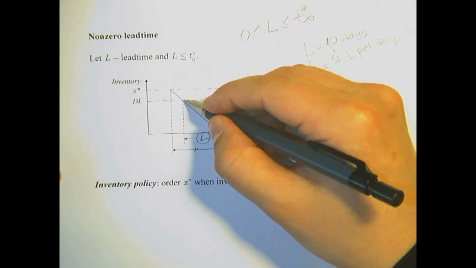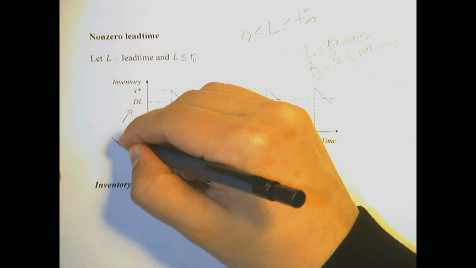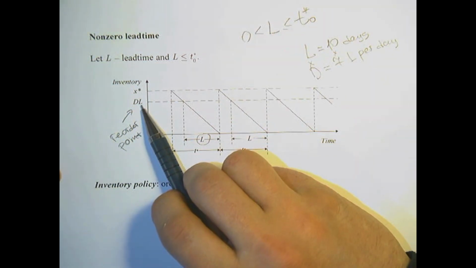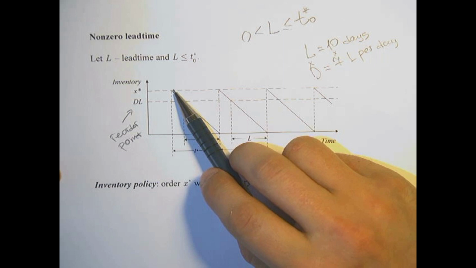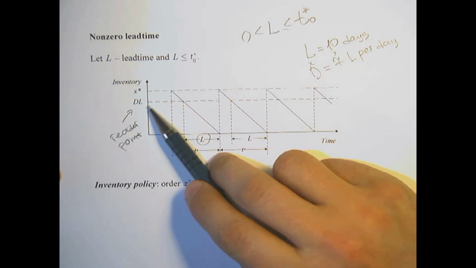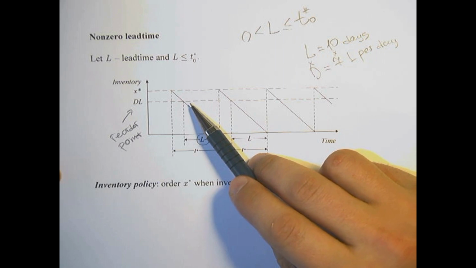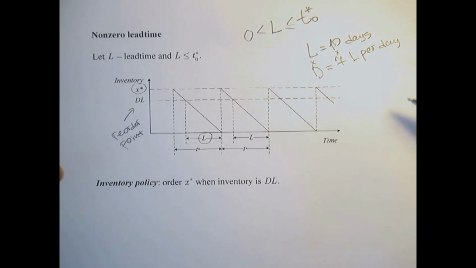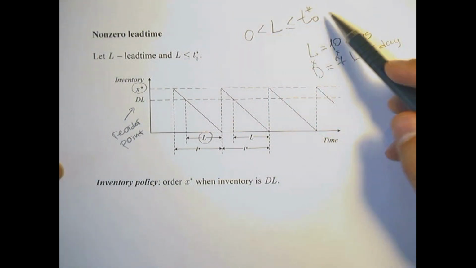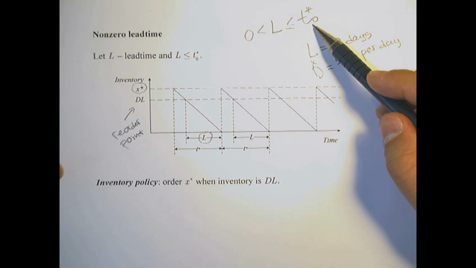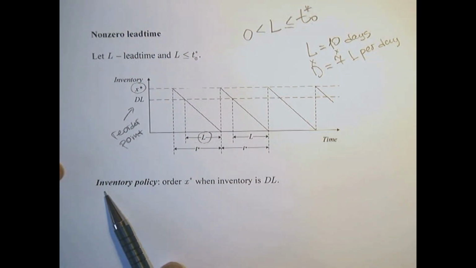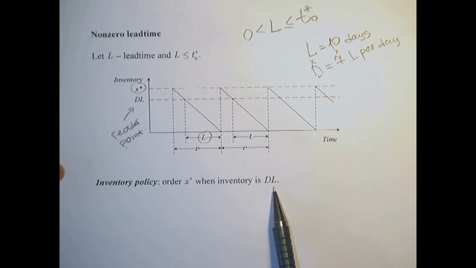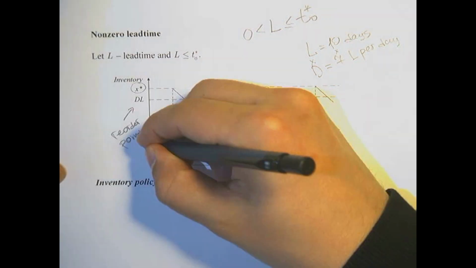So, we see that the reorder point now is the following: D times L. When our stock approaches D times L, we should make a new order X star. And this is the policy when lead time is non-negative but less than or equal to the economic order period. Our policy is to order X star when inventory approaches D times L, the reorder point.